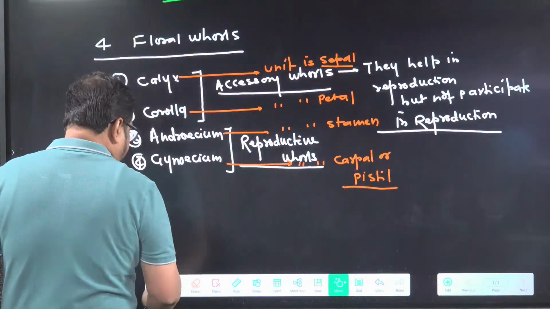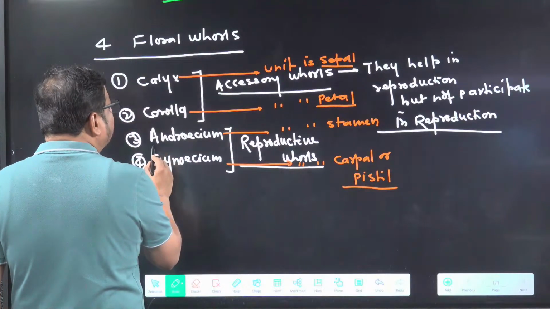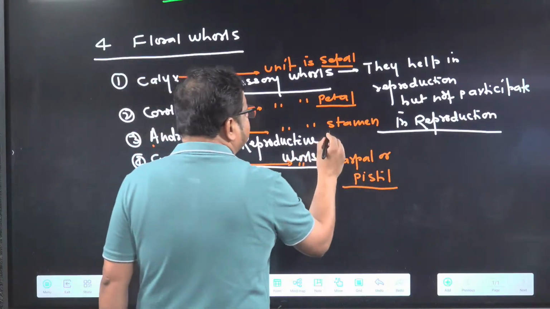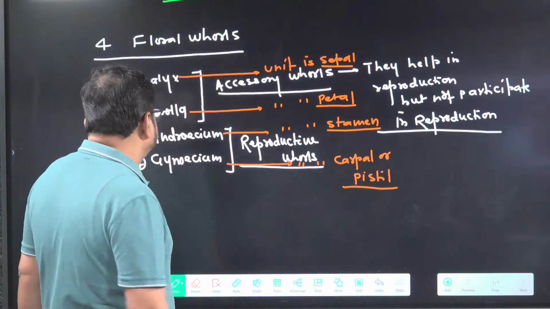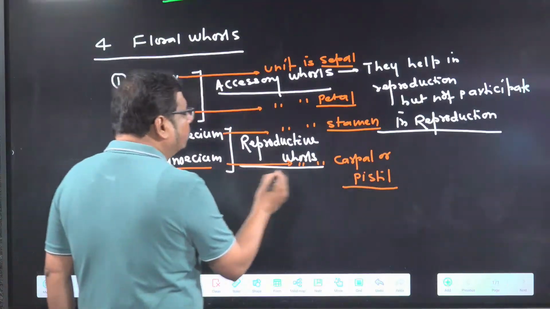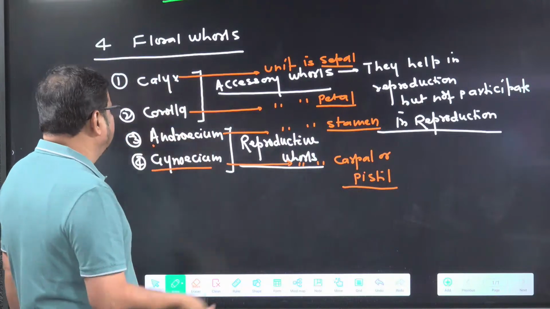So the unit is petal. Likewise, the third whorl from outside is androecium and its unit is called stamen. In one androecium, more than one stamen is there. In gynoecium, more than one carpel or pistil is there. But the unit is what? Carpel or pistil.